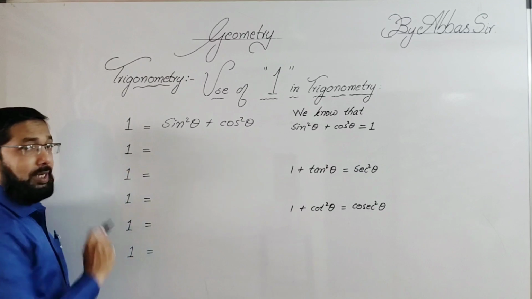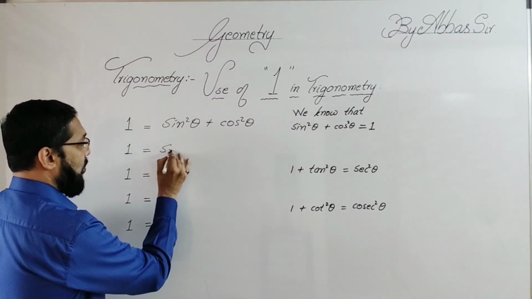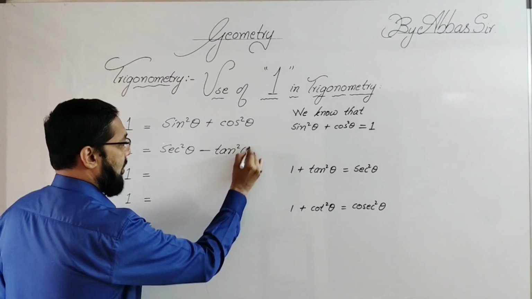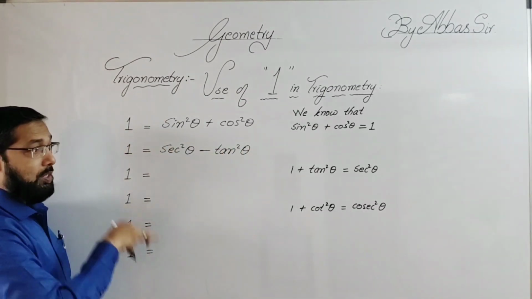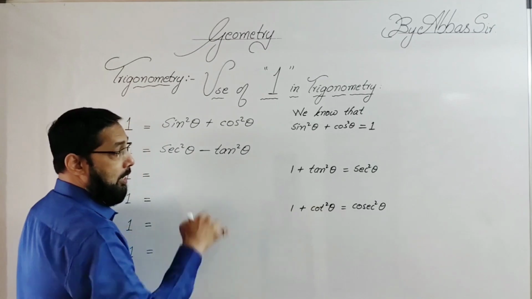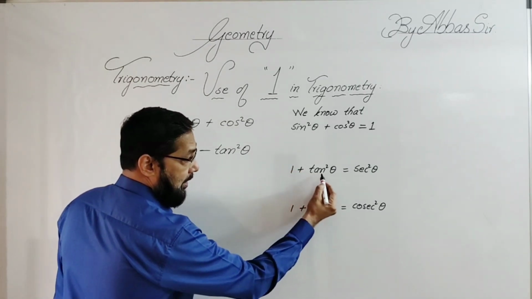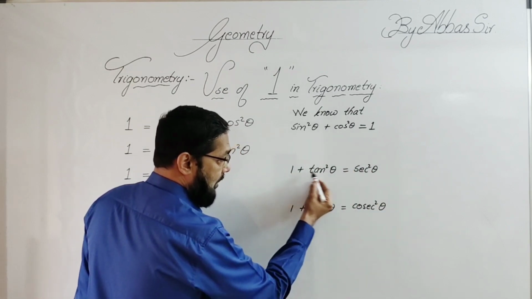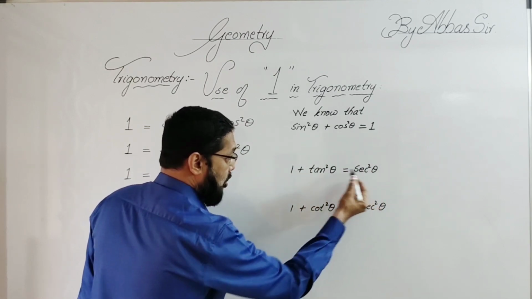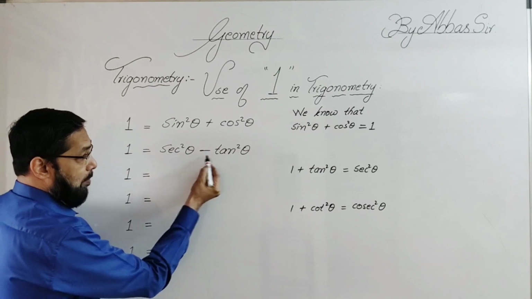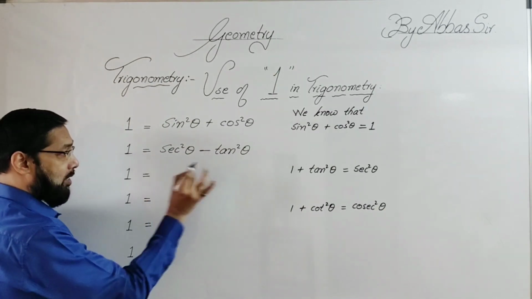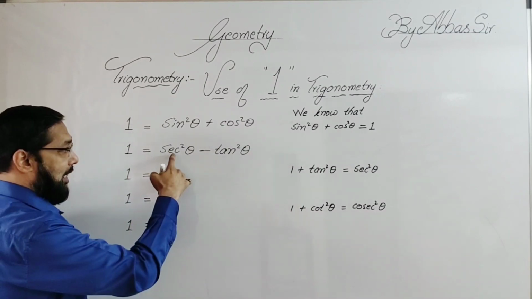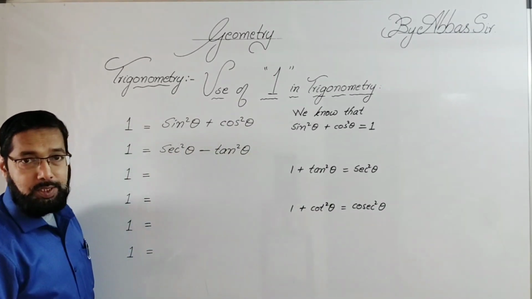Then similarly we can write 1 as sec square theta minus tan square theta. You will wonder how we got this one. So we got this from here. If you take this tan square theta from LHS to RHS, this plus tan square theta will become minus. So you will get sec square theta minus tan square theta, and 1 is where it was on the LHS. So 1 can be expressed as sec square theta minus tan square theta.